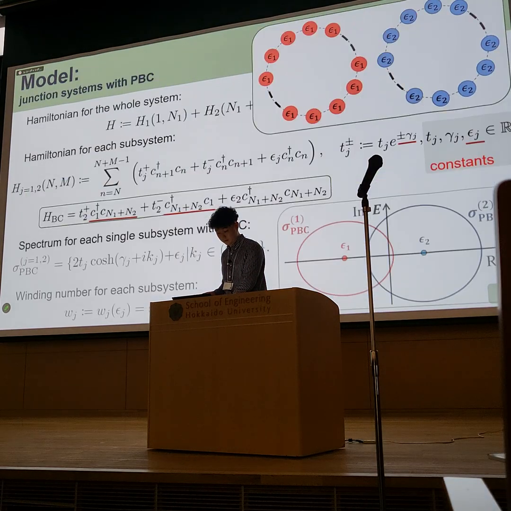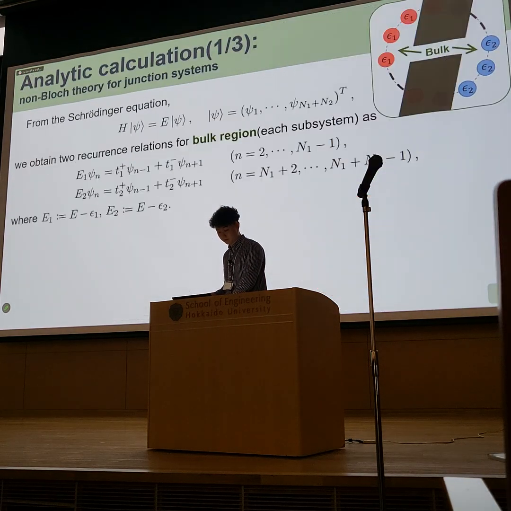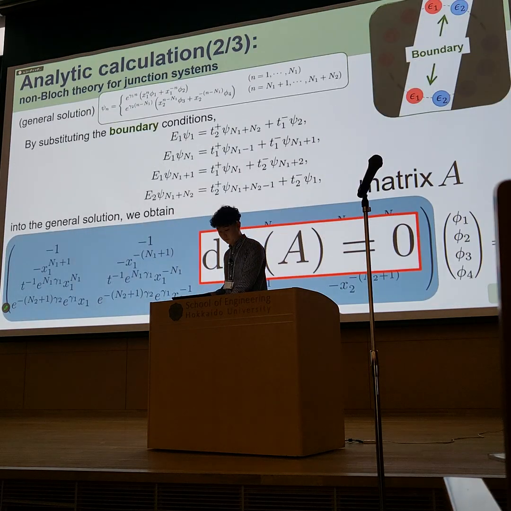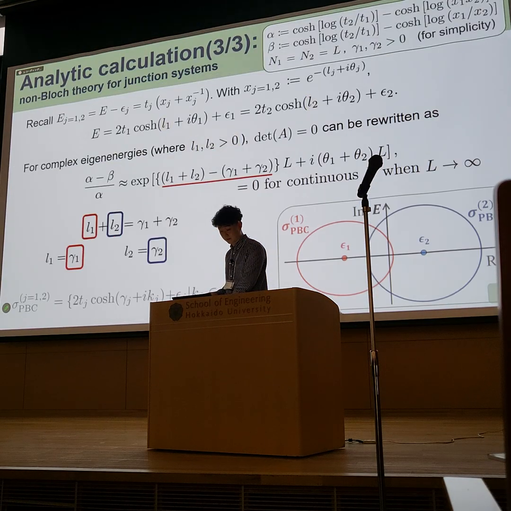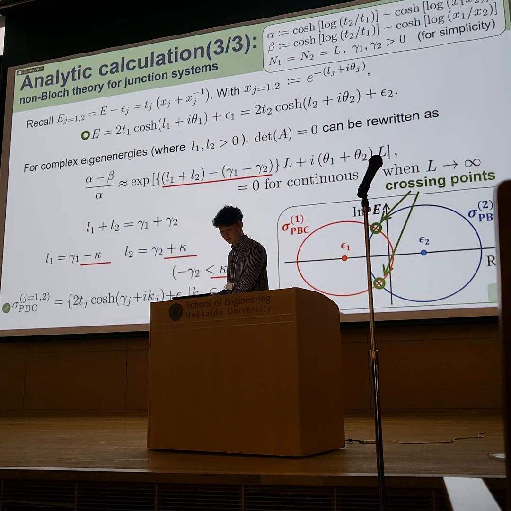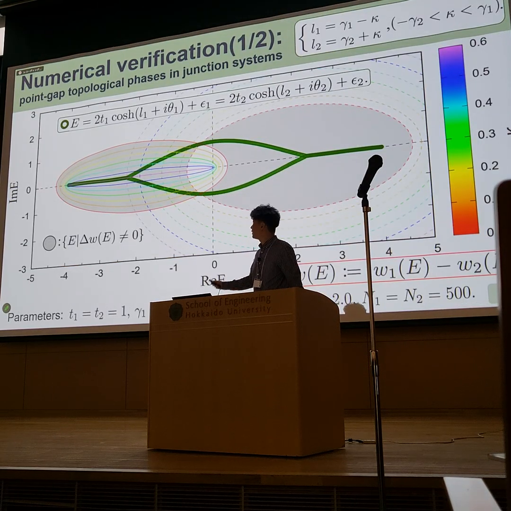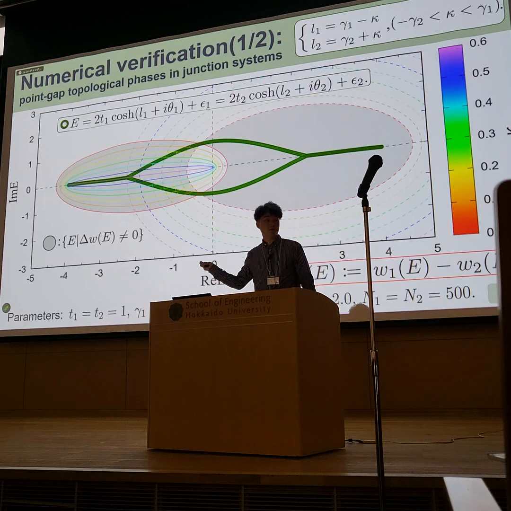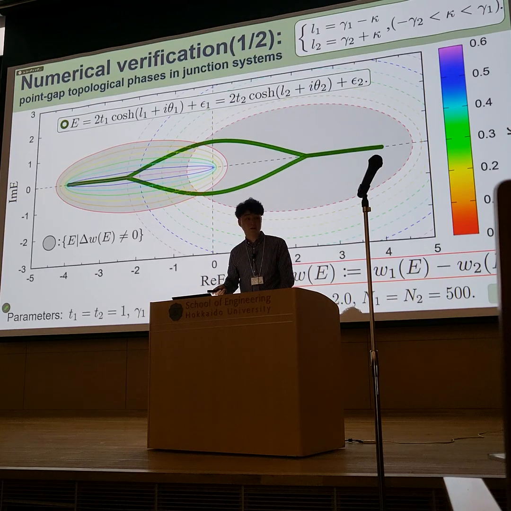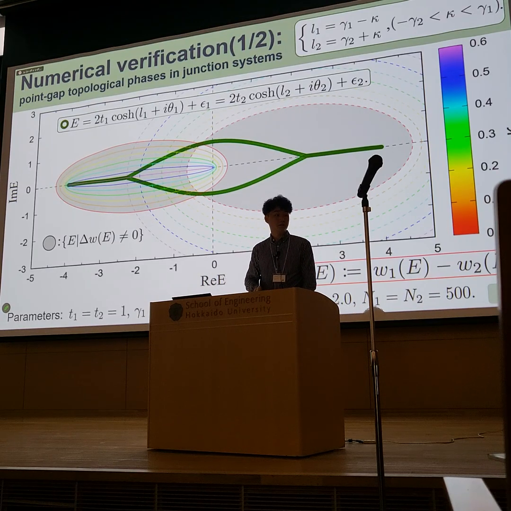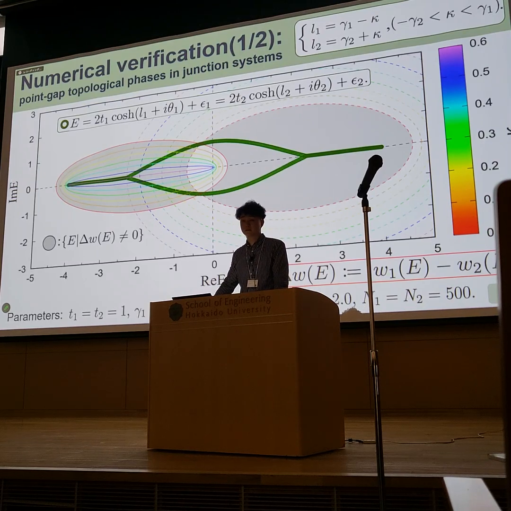So in the case of the junction system, we can also observe that these eigenenergies are actually the intersection of each PBC spectrum. That's the reason why the eigenstate is delocalized. Good. Any other questions?